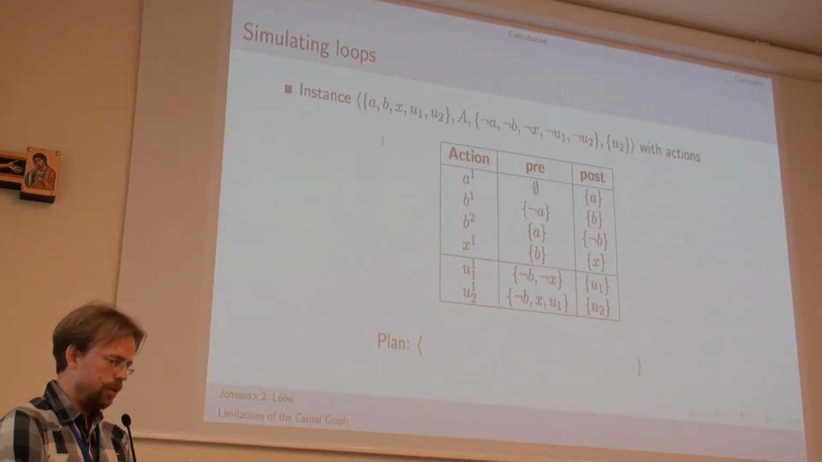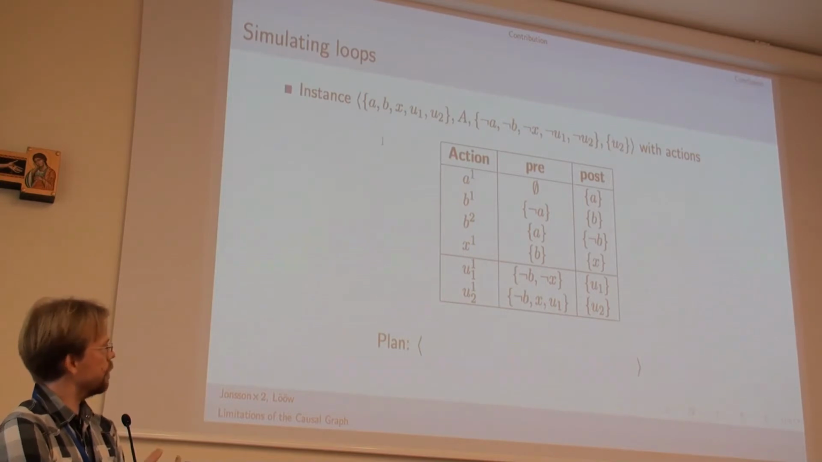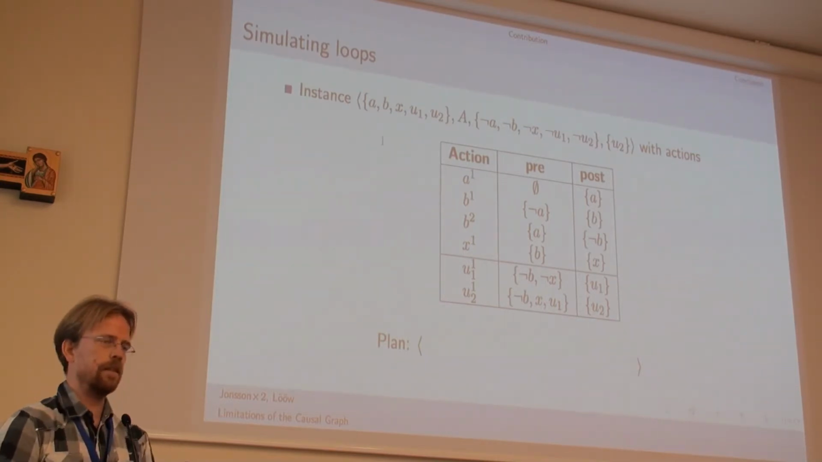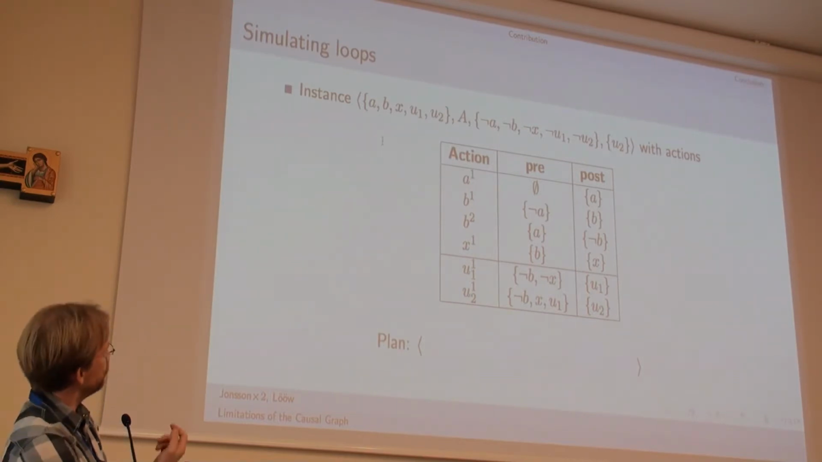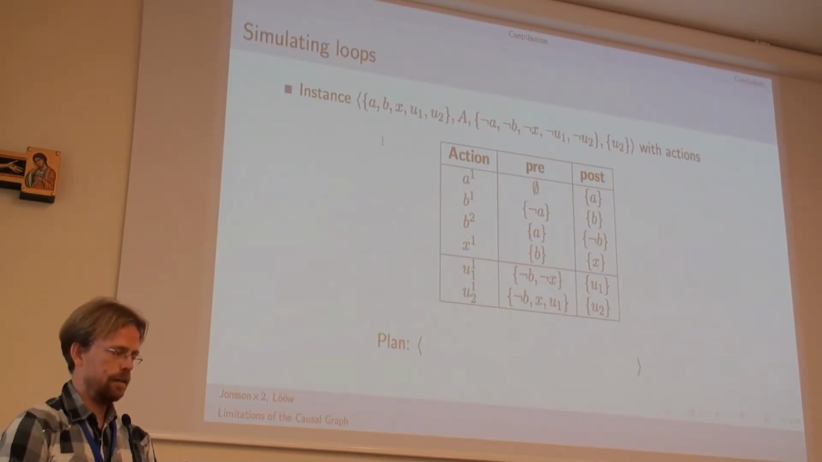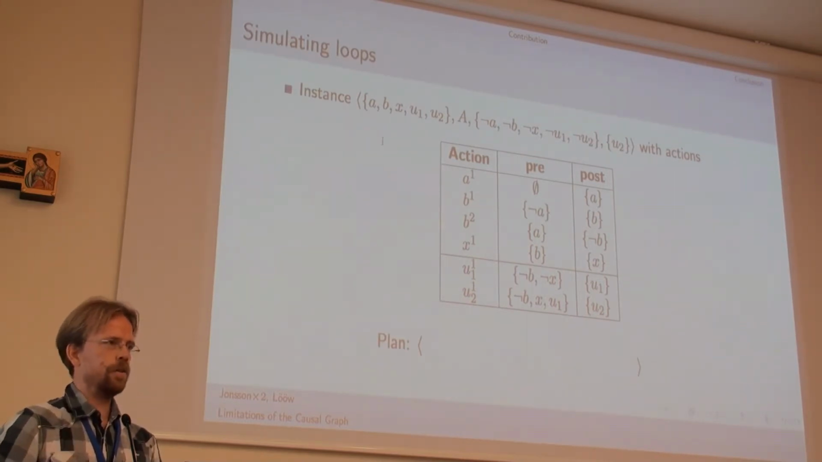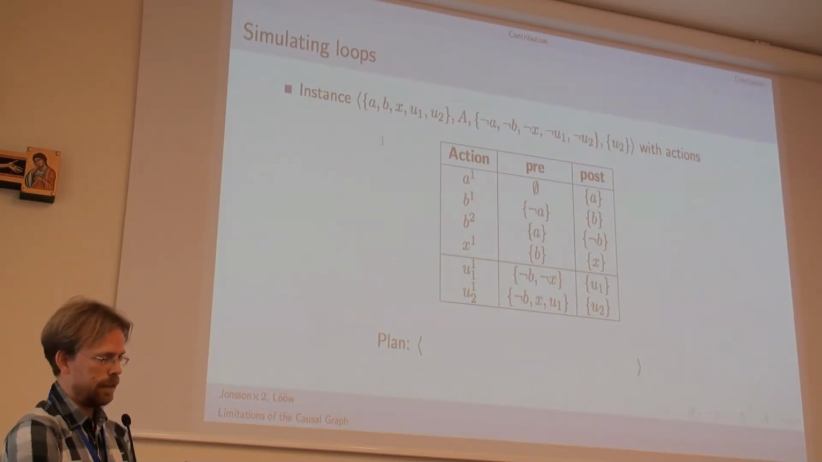So I'm going to try to show you this new way of iterating loops is in fact based on a very small planning instance that I'm going to try to illustrate. So it's an instance that has 5 variables, a, b, x, u1, u2, all binary. They're all false in the initial state, and the goal is to make u2 true. And there are 6 actions.